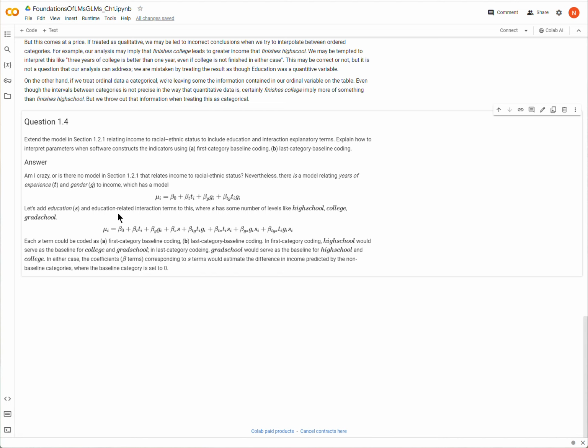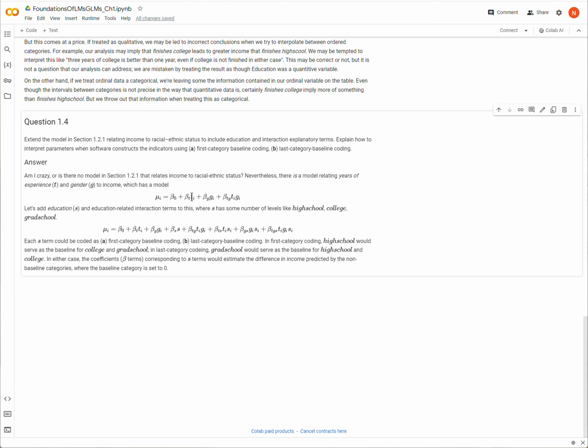education, which I'm calling S for school, I guess. E maybe denotes the constant e, and that would get confusing. So I'm going to add that, okay? And so I'm going to treat education or school as a factor variable, right? So it has three different levels, either high school, college, or graduate school.